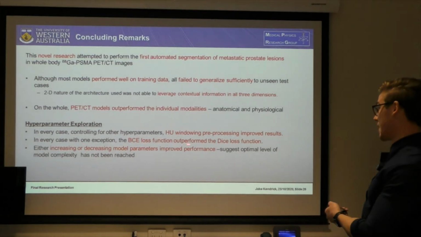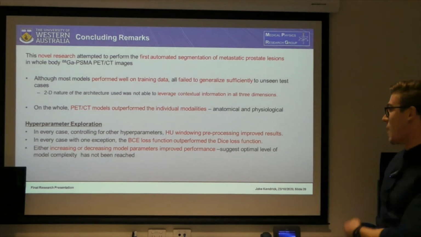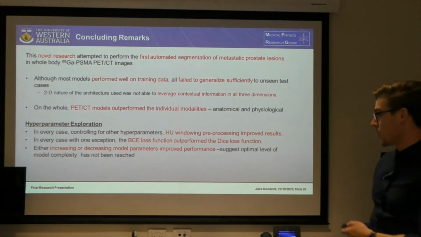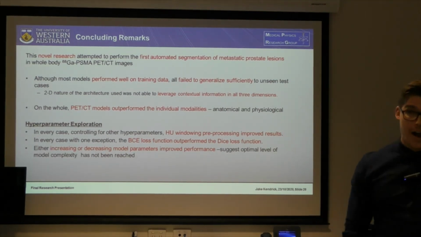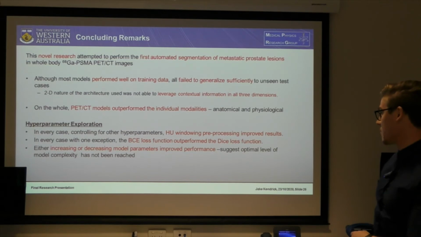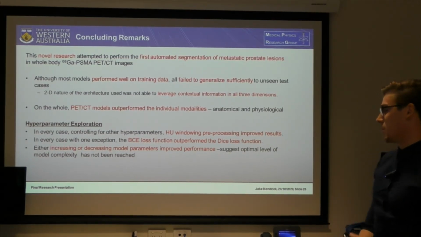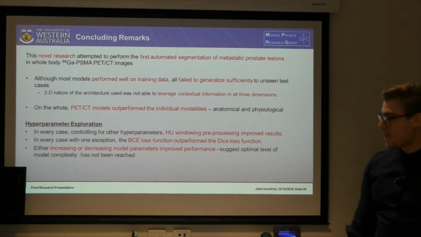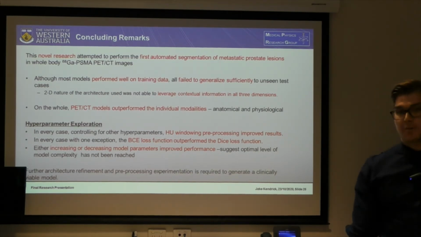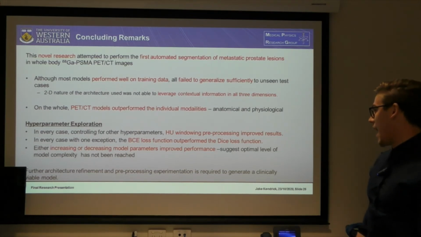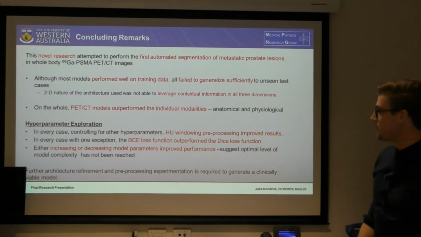In every case, with one exception as well, using the BCE loss function to train the network outperforms using the DICE loss function. And if we either increase or decrease the complexity of the model by adding or removing learnable parameters, we improve performance. So this suggests that we haven't reached that optimal level of complexity, and there's much more scope for experimentation when it comes to that. So further architectural refinement is definitely required, and pre-processing experimentation as well to generate a clinically viable model.